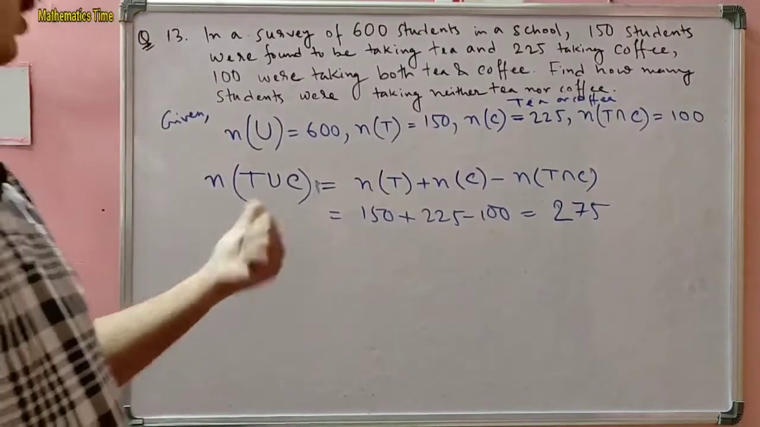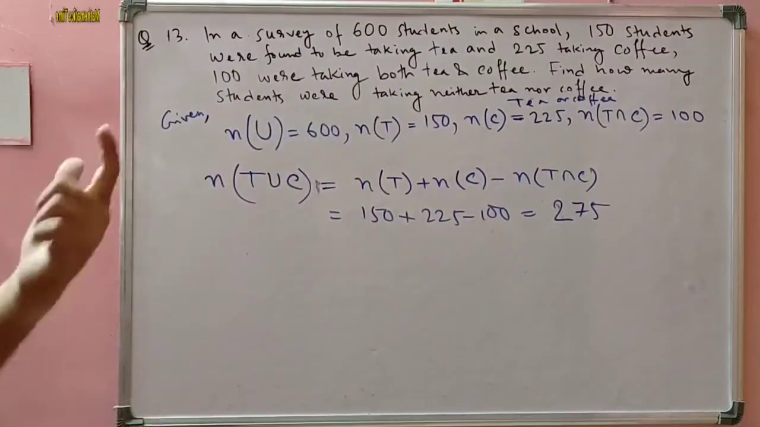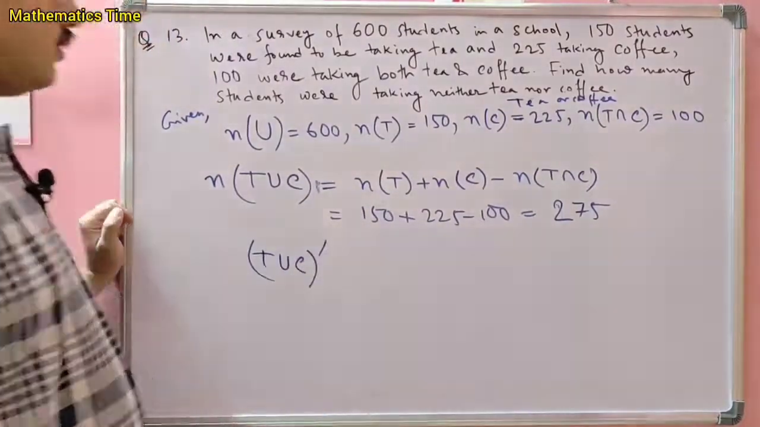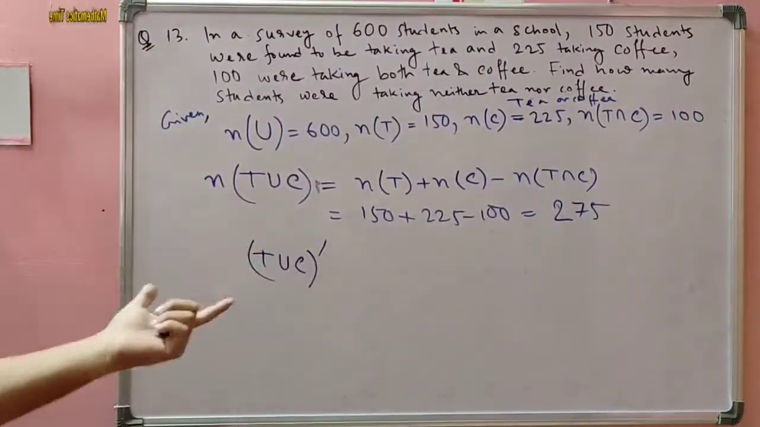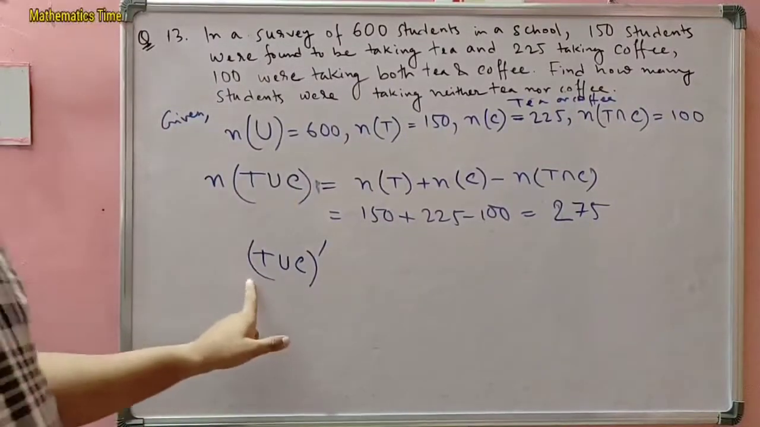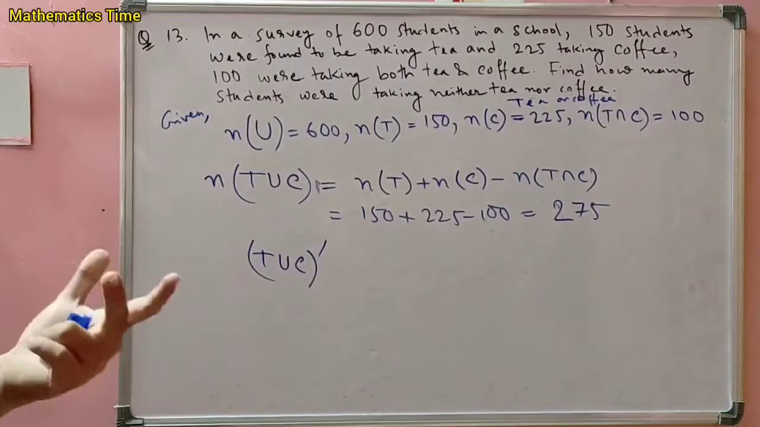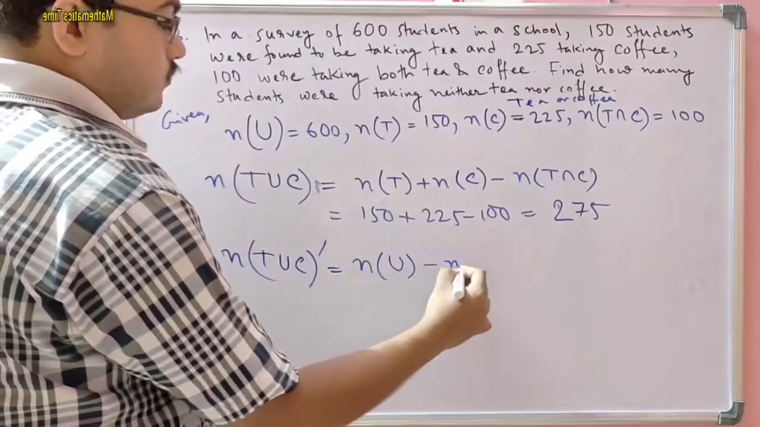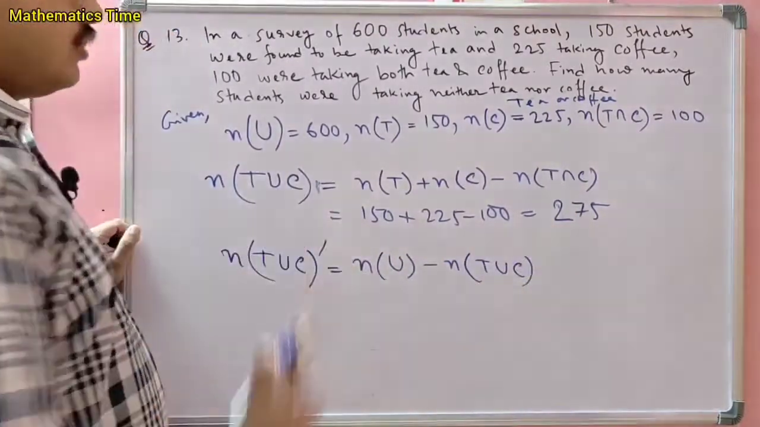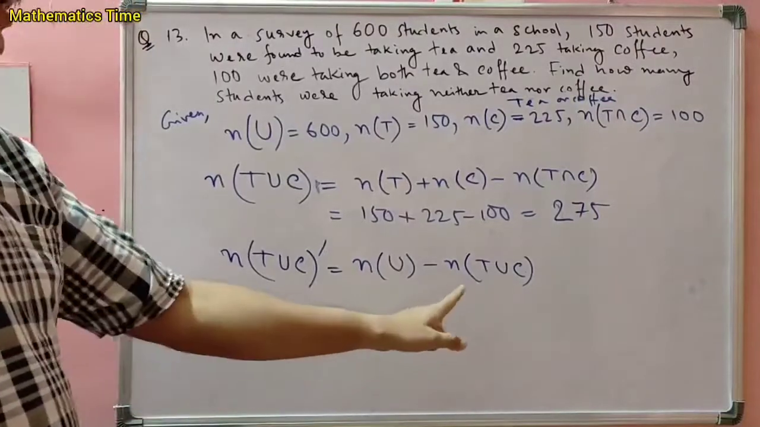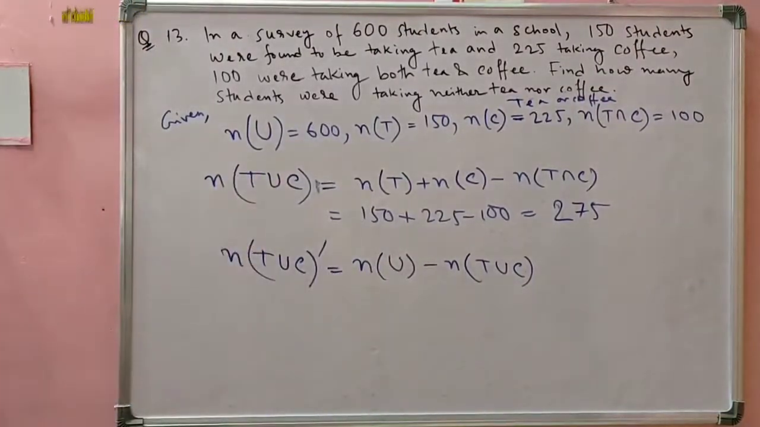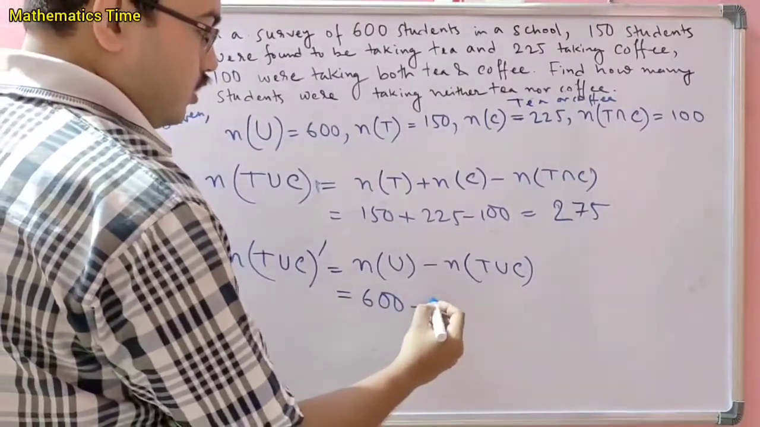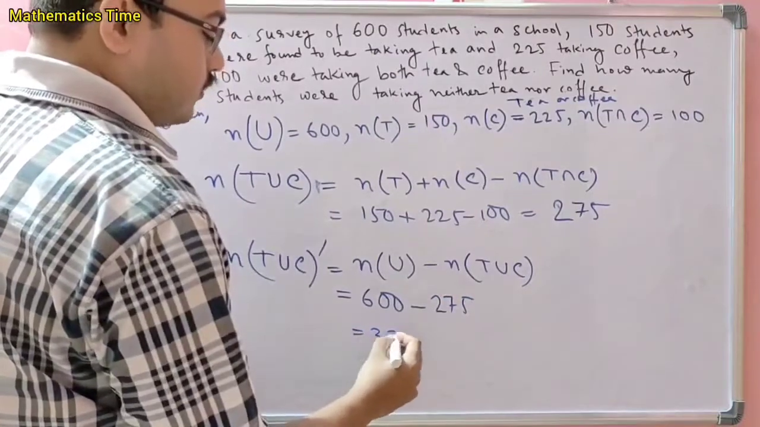Now we can find how many students were taking neither tea nor coffee. What will be the set? The set will be T union C complement. It is the set containing students who are taking neither tea nor coffee. So the number of elements in this set will be the number of elements in the universal set minus the number of elements in T union C. The universal set is given as 600, and T union C is 275. So the answer will be 325.